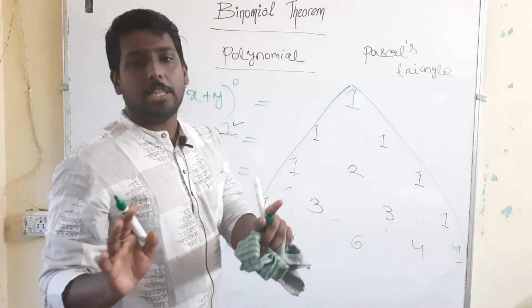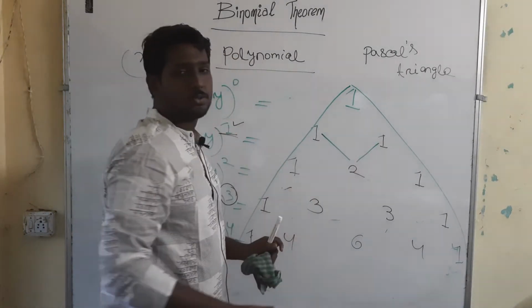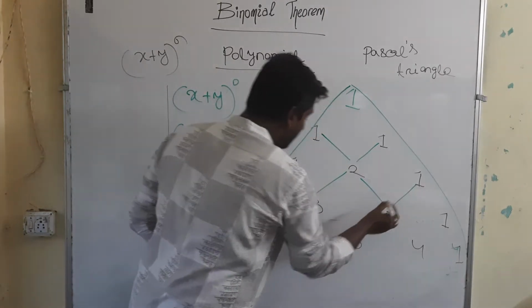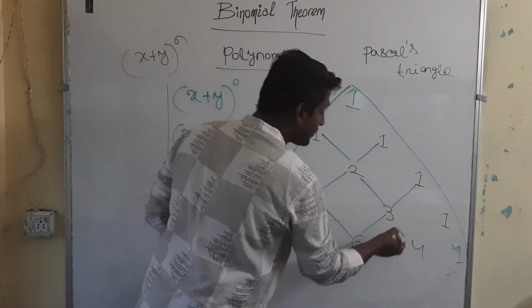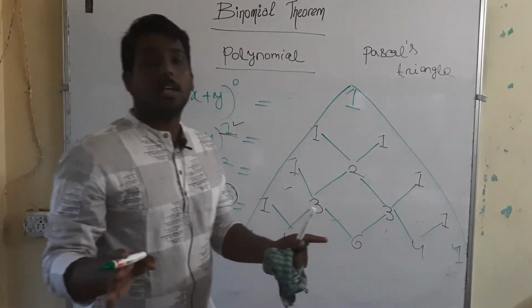And the in-between values have a manner just like 1 plus 1 equals 2, 1 plus 2 equals 3, 2 plus 1 equals 3. Over here 1 plus 3 equals 4, 3 plus 3 equals 6, 3 plus 1 equals 4. And other border values are 1.